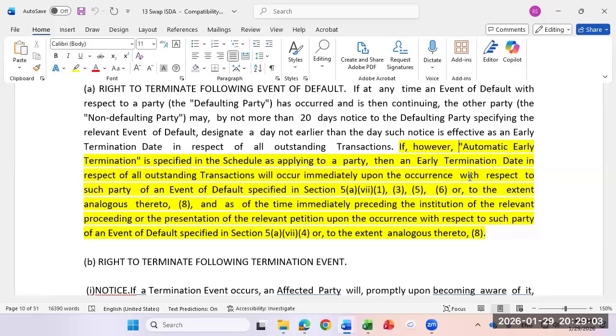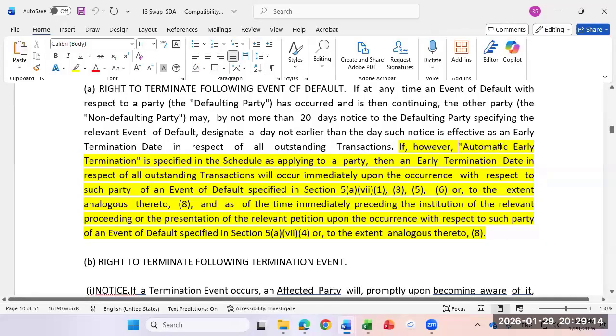So I wanted to say, hey, I want my money today. And that was my question: if something happens, how quickly can I get my money? I want it same day. And they assured me, but this paragraph is so important. The automatic early termination is specified in the schedule as applying to a party, then an early termination date in respect of all outstanding transactions will occur.